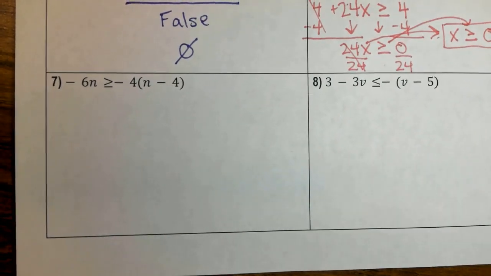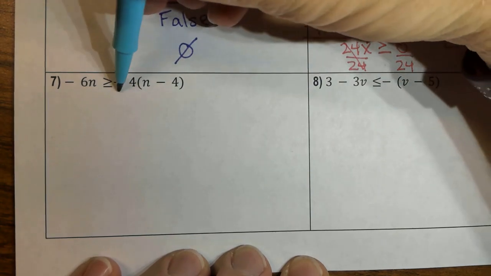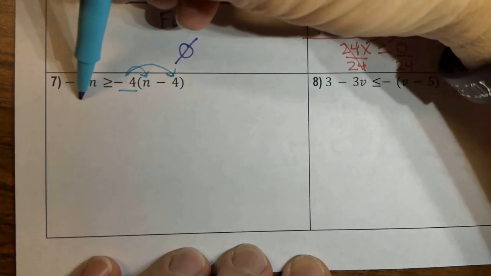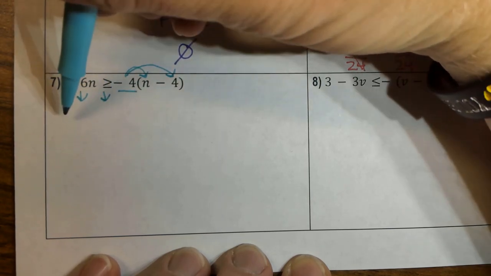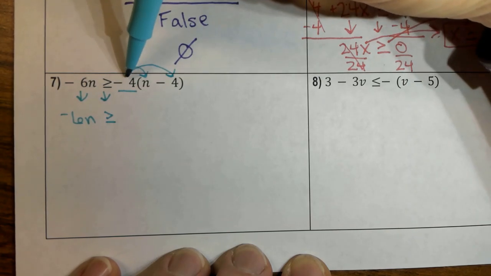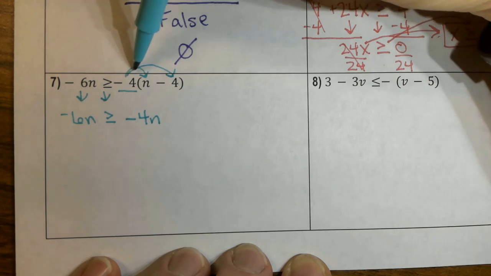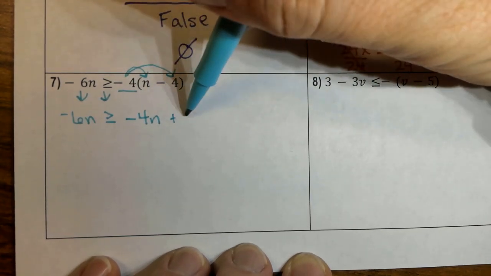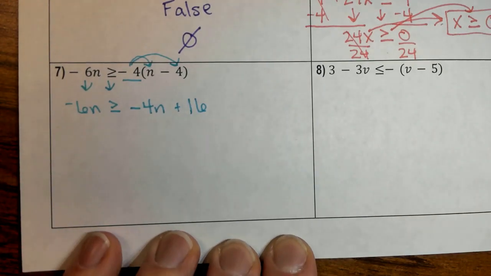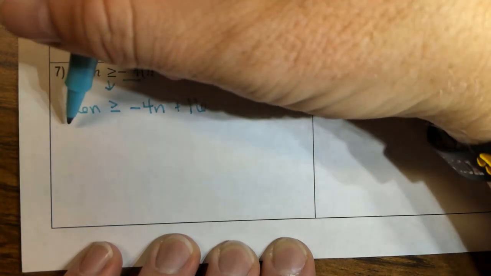All right, almost done with the first page. Got number 7. Okay, parentheses, again, I distribute, which is multiply. So I didn't change these at all. So I have -4 times n, -4n. -4 times -4 is a positive 16. All right. Now, I don't have anything to combine on the same side, so I'm going to move.